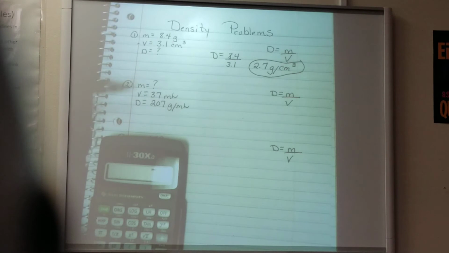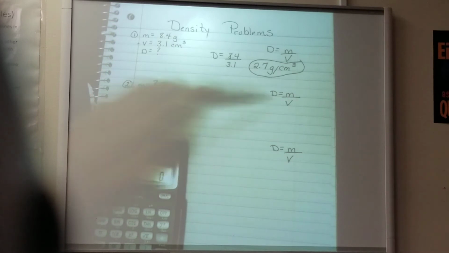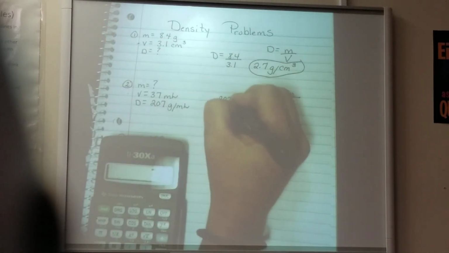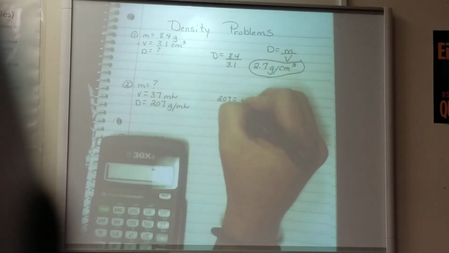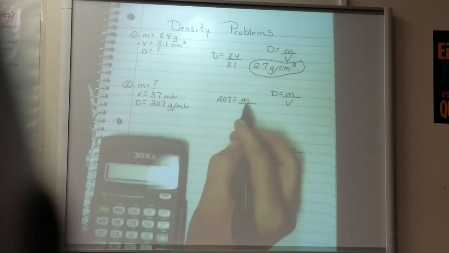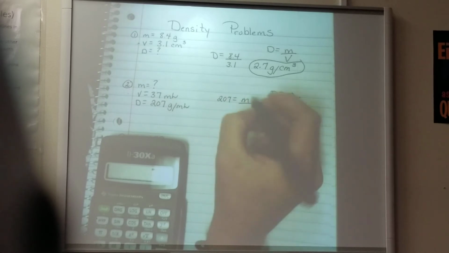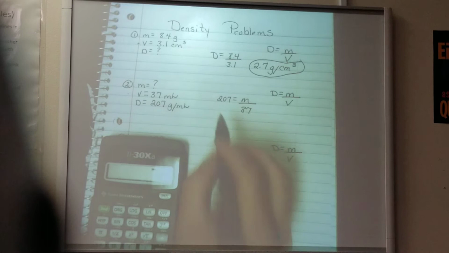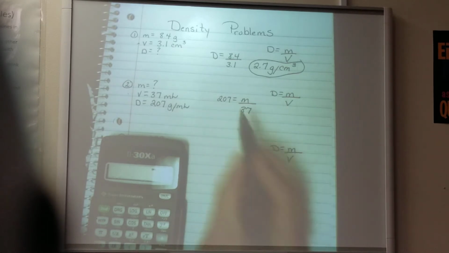This next one is missing mass. Okay, I gave you one of each. The first one was missing density, this one is missing mass, and the next one is volume. So same process. Here are my variables. I'm going to plug them into the formula. This time I know D, so I'm going to plug it in, 207. I don't know my mass, so I'm just going to put an M there because I don't know what it is. And then for volume, I'll plug in what I have here, 37. Now this one needs a little bit of algebra, okay, because M is not by itself and you need it to be alone to solve the problem.